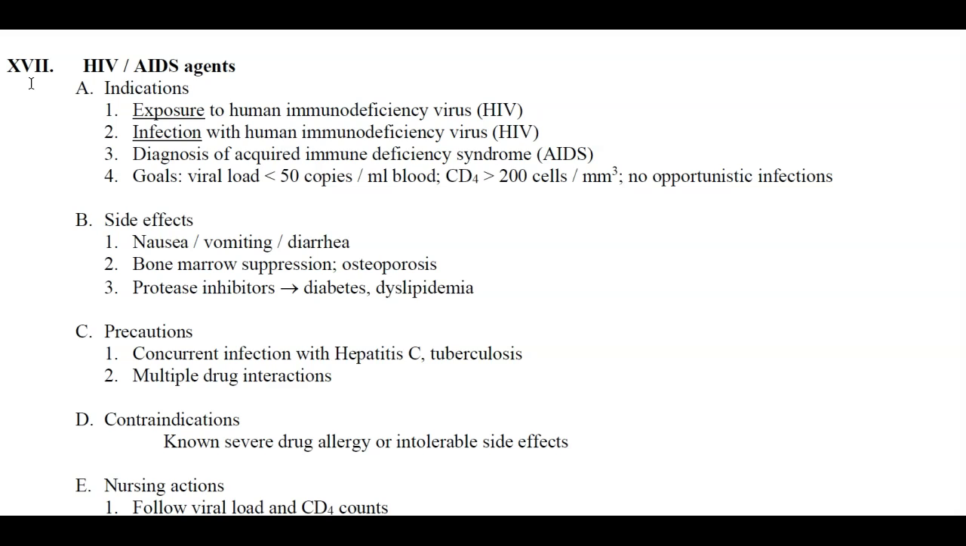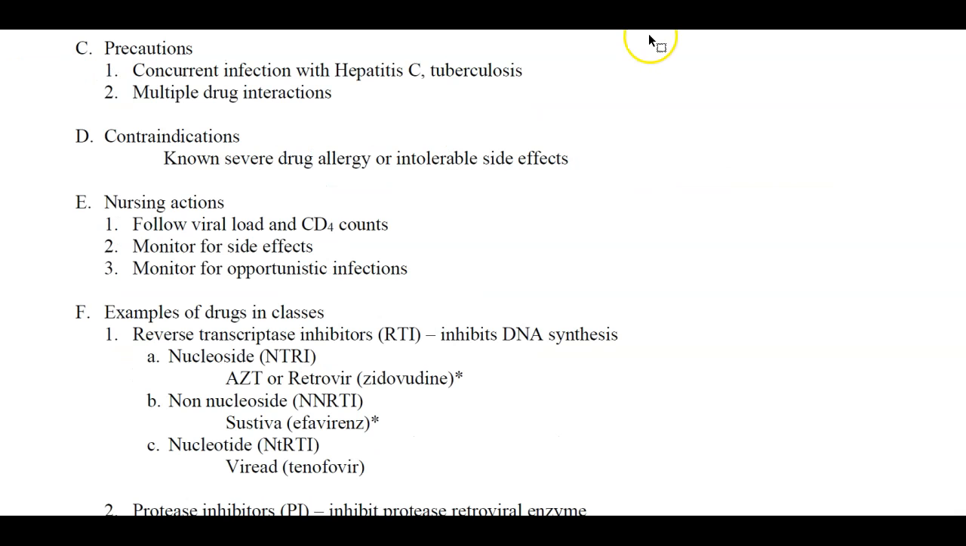Side effects include nausea, vomiting, and diarrhea. In addition, this can also cause bone marrow suppression as well as osteoporosis. Protease inhibitors can lead to diabetes and dyslipidemia. Precautions include concurrent infection with hepatitis C and tuberculosis. It is very important to take into consideration that this drug has multiple drug interactions. Contraindications: anytime there's a known severe drug allergy, or if the patient is unable to tolerate the side effects or adverse effects of this drug.